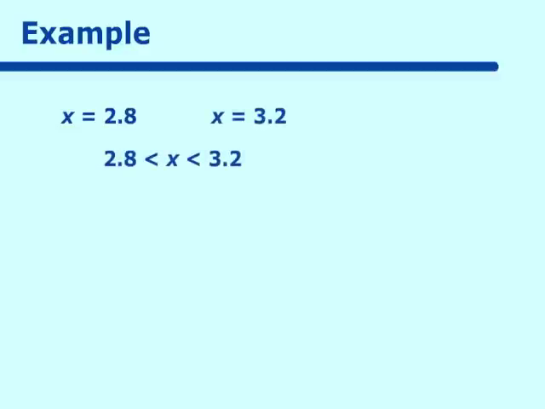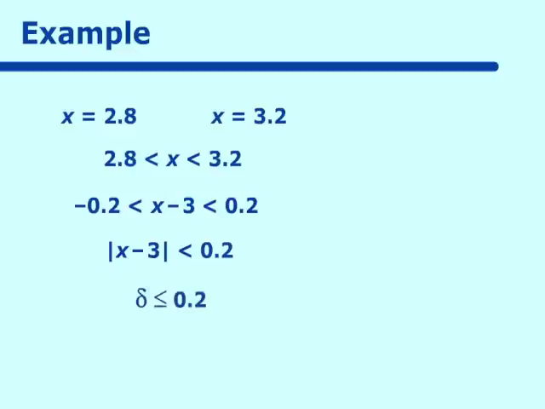But remember, our delta is the absolute value of x minus 3. So we have to subtract 3 from all sides. So the absolute value of x minus 3 is less than 0.2, which is the same answer we got before, which means delta can be less than or equal to 0.2. Or 0.2 is the effective delta for that epsilon we are given. So in these kinds of problems, we're usually given the epsilon and we determine the delta.